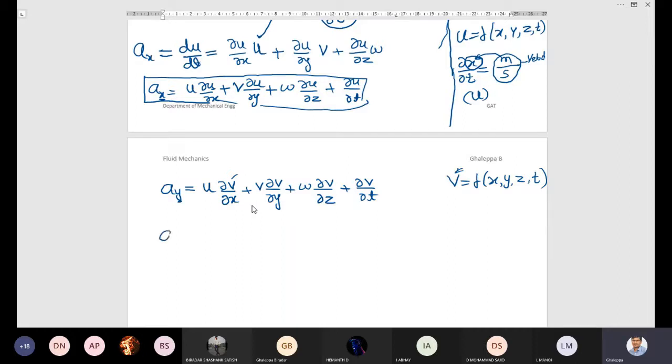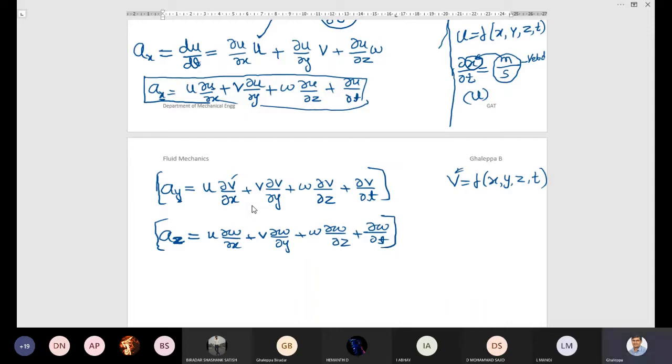Similarly, acceleration in z direction is equal to u ∂w/∂x plus v ∂w/∂y plus w ∂w/∂z plus ∂w/∂t. Understood? This is the acceleration in y direction. This is the acceleration in z direction.